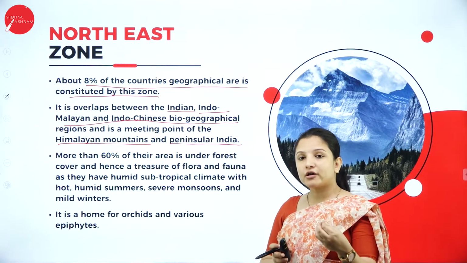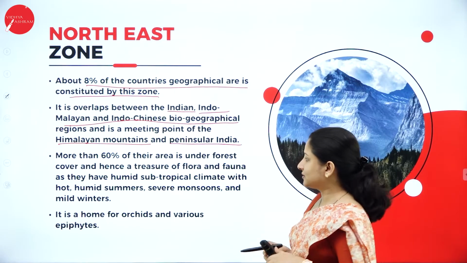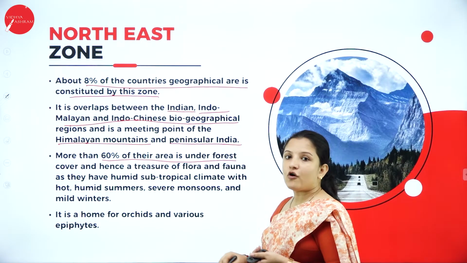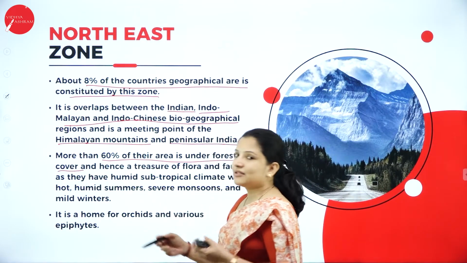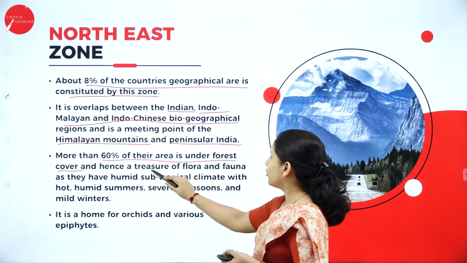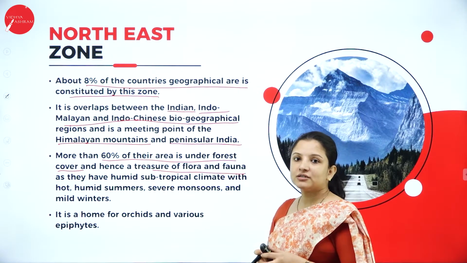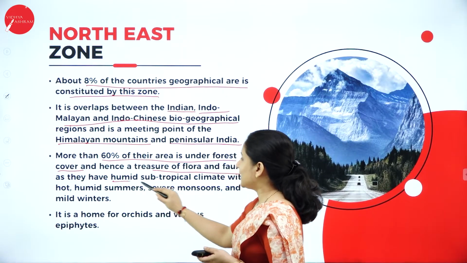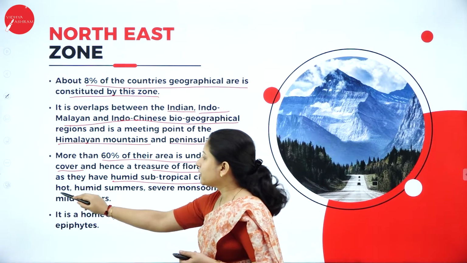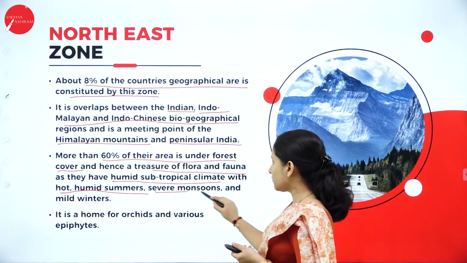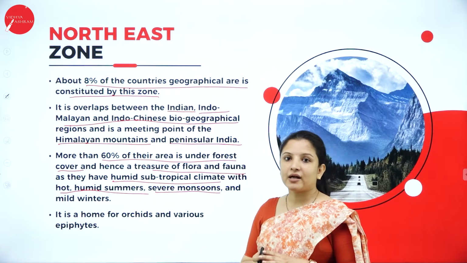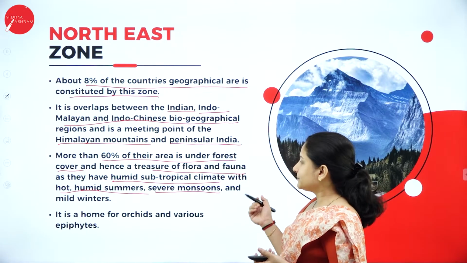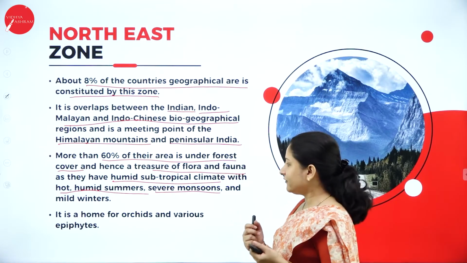The vegetation, lots of orchids and all that are found in the northeastern regions, and more than 60% of their area is under forest cover, and hence they are a treasure for different flora and fauna. Why? Because they have a very good climate, that is they have a humid subtropical climate with hot, humid summers and severe monsoons. We have heard of Cherrapunji, Meghalaya and all that, right? They receive lots of rainfall. So, that is why they have a variety of flora and fauna there.